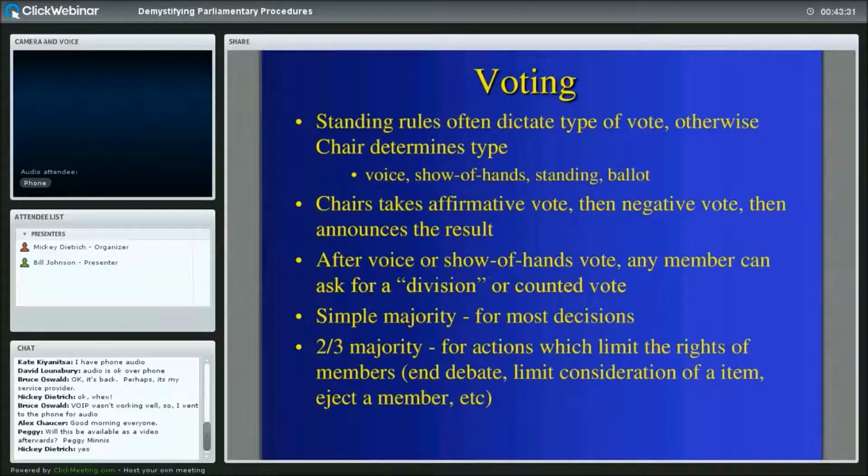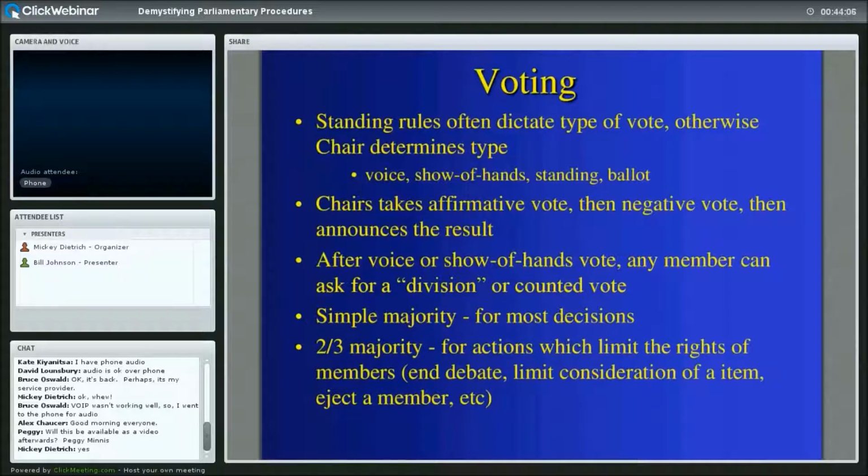So then the chair would take the vote. The affirmative vote is always asked for first, then the negative vote, and then you announce the results. If it's been a voice vote or a show of hands vote and it looks close or sounds close, any member can say, I want a counted vote, I want a so-called division of the House. That action of requesting a division or counted vote requires the presiding officer to do a counted vote. For example, count the hands or rise and do a standing vote.